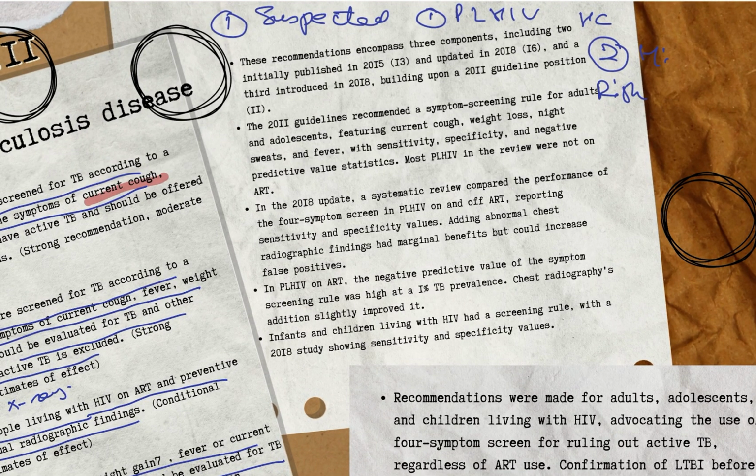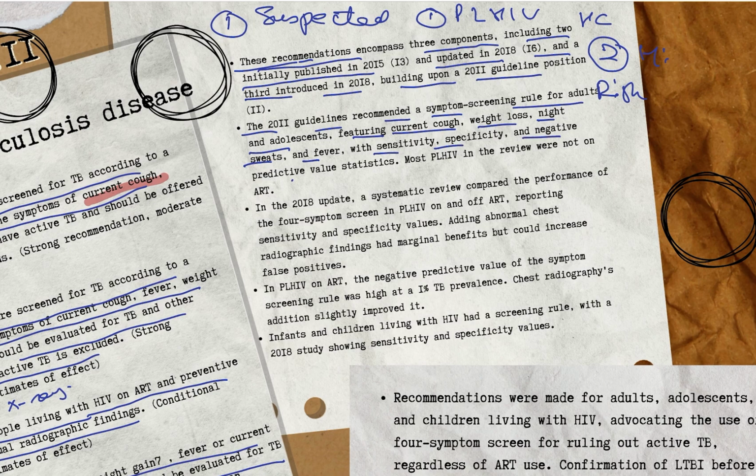Evidence. These recommendations encompass 3 components, including 2 initially published in 2015 and updated in 2018, and a third introduced in 2018 building upon a 2011 guideline position. The 2011 guidelines recommended a symptom screening rule for adults and adolescents featuring current cough, weight loss, night sweats, and fever, with sensitivity, specificity and negative predictive value statistics. Most people living with HIV in the review were not on ART.